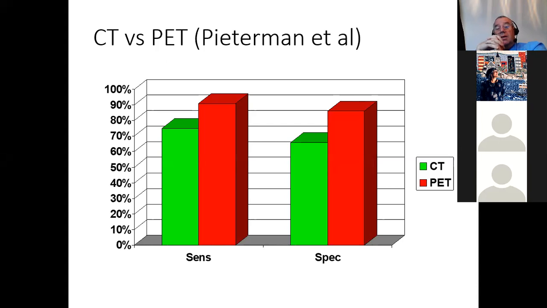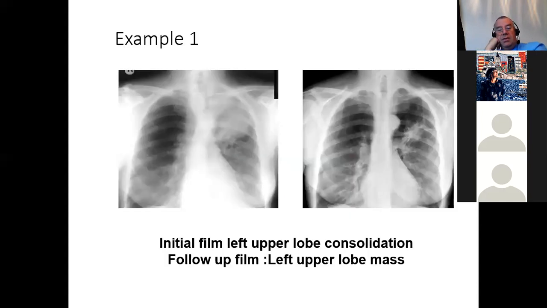Some of these were actually done on a PET scanner without a CT, and some were done on the new PET-CT. And you can see here that the sensitivity and specificity of PET was much better than the classical CT. This is some examples from a study that we published in the early 2000s. This is a patient which clearly you can see has got an abnormal chest X-ray.